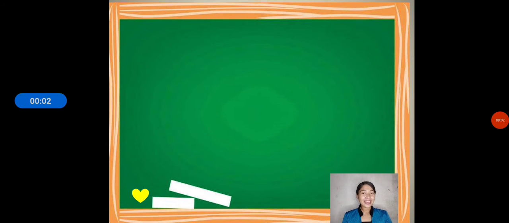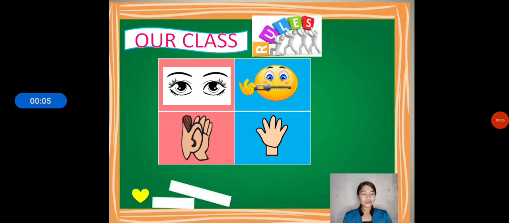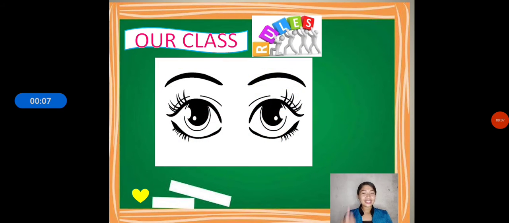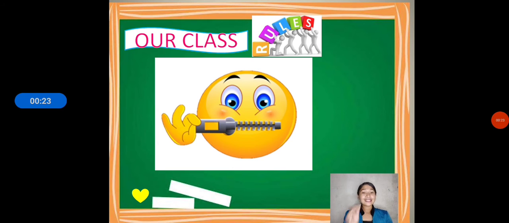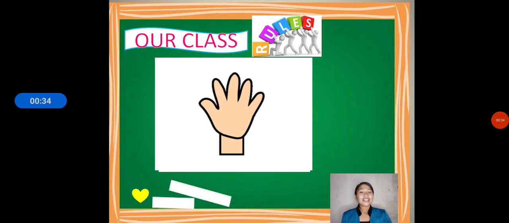Before that, we have our class rules. First, the looky eyes. I want all of you to focus in our discussion. Second, the listening ears. I want all of you to listen carefully in our discussion. Third, zip your lip. Zip your lip if someone is talking here in front or someone is giving an idea. And lastly, just raise your right hand if you want to answer or if you have any question.